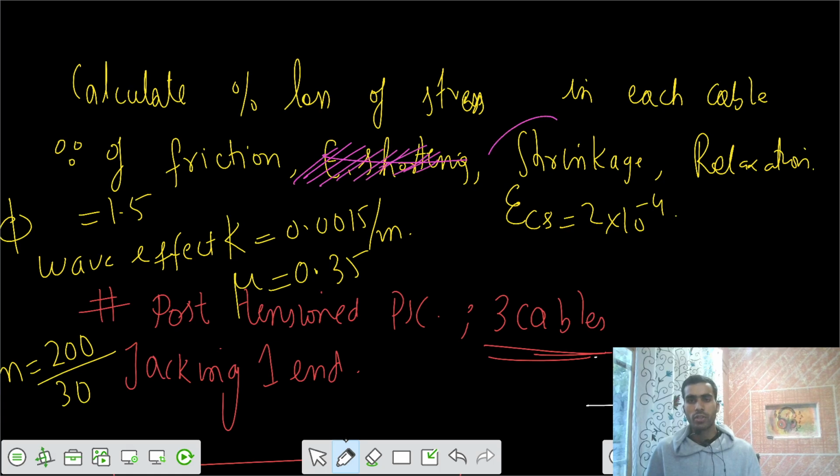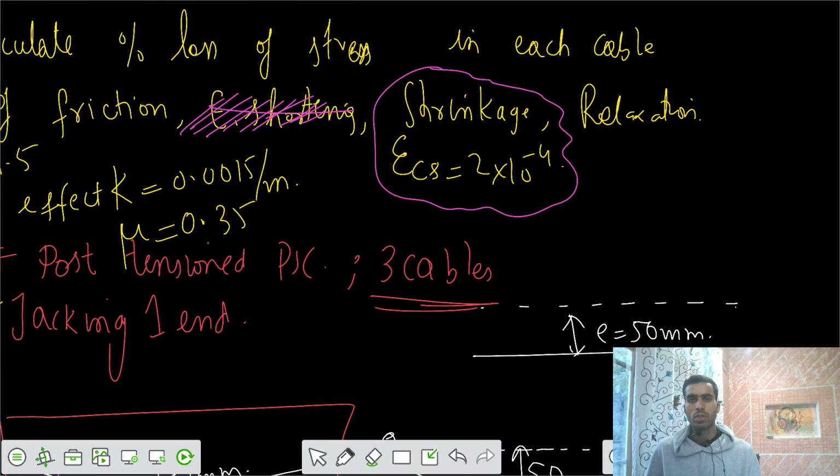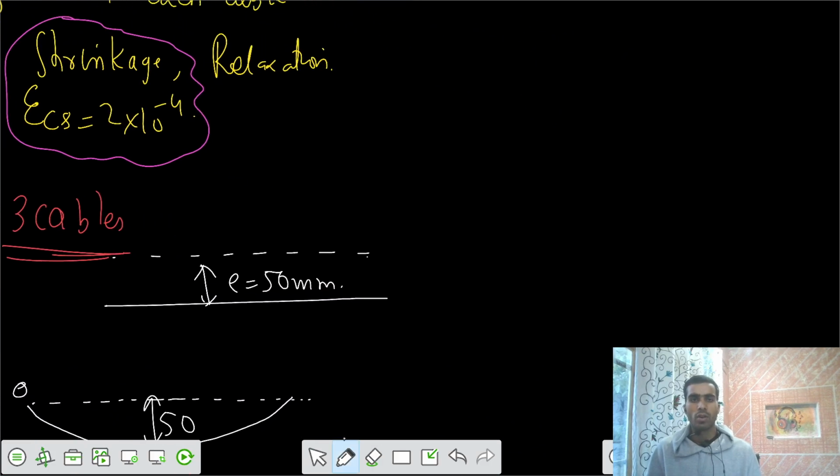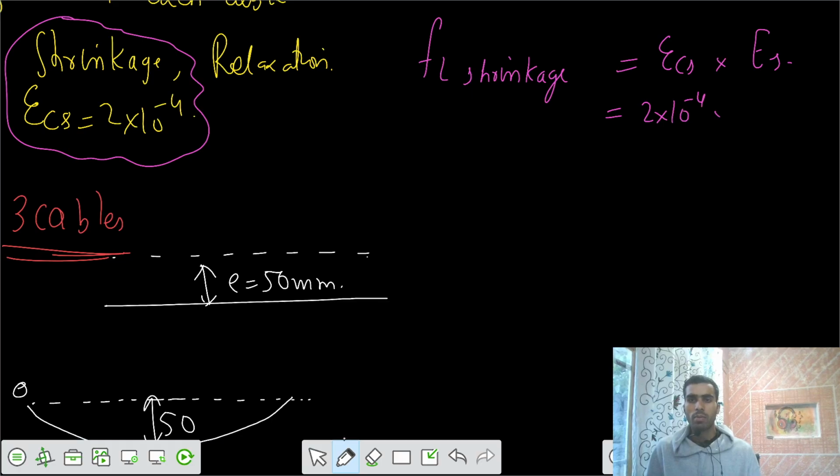Now, because of the shrinkage, can you tell me what is the loss of stress in all those? The shrinkage loss in all the wires would be the same. It's only a function of shrinkage strain into the modulus of elasticity. If the wires have the same value of E, your shrinkage loss would be 2 into 10 power minus 4 into 210 kilonewton per millimeter square, and this is valid for all three cables. So this shrinkage loss comes to be 42 megapascal.